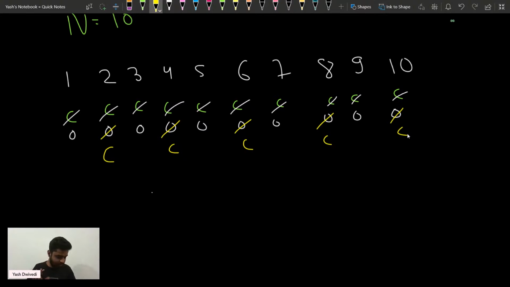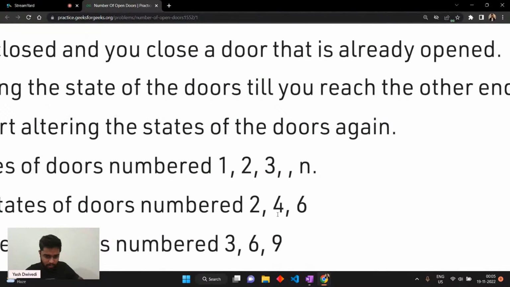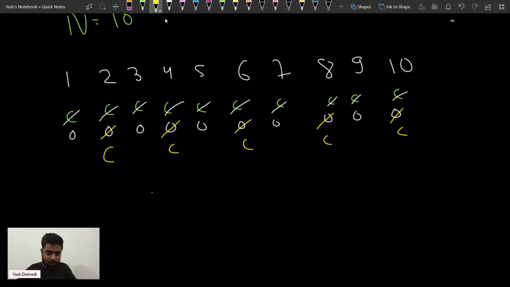Is this much part clear? After this, you will do it for 3, 6, 9. So now what will happen? Door 3 is open, so it will get closed. Now 6 is closed, so it will get open. 9 is open, so it will get closed. Okay, after that 4 and 8.